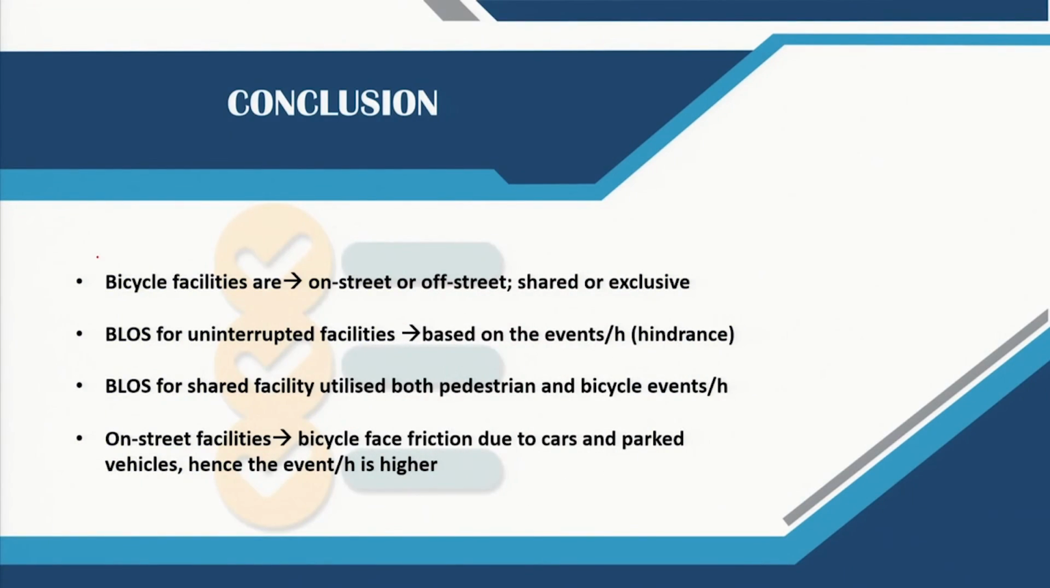In conclusion, what we have looked at is that bicycle level of service depends upon the hindrance faced by the bicyclists. So, that is the terminology you have to remember, and the measure of effectiveness of bicycle level of service as per Highway Capacity Manual 2000 is given by the number of events per hour, and the events could be passing events or they could be opposing events. That is the basic thing you have to keep in mind.